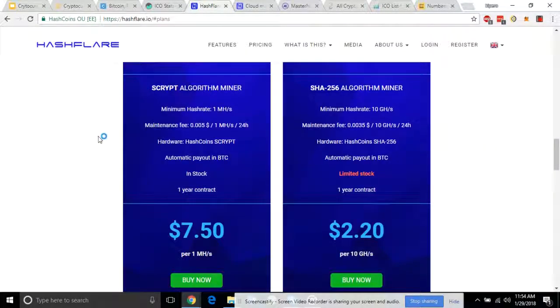Usually you would have to purchase a yearly contract, and you can invest as low as $2.20 to purchase 10 gigahashes per second. In the case of Bitcoin mining, that is using the SHA-256 algorithm. I find this to be one of the most stable returns, where your return is not dependent on price speculation, but you can actually see a number of coins flowing into your account. Then you could reinvest them and so on.